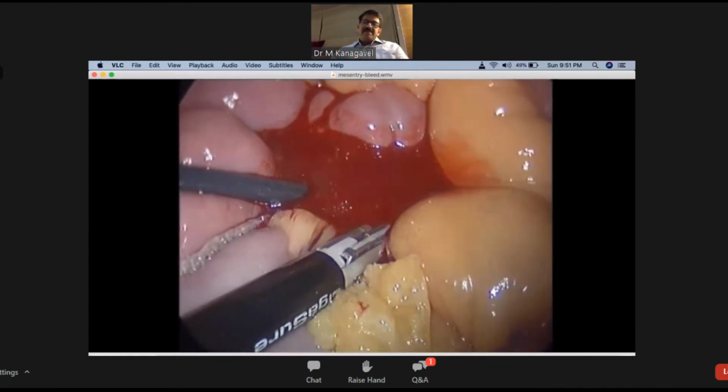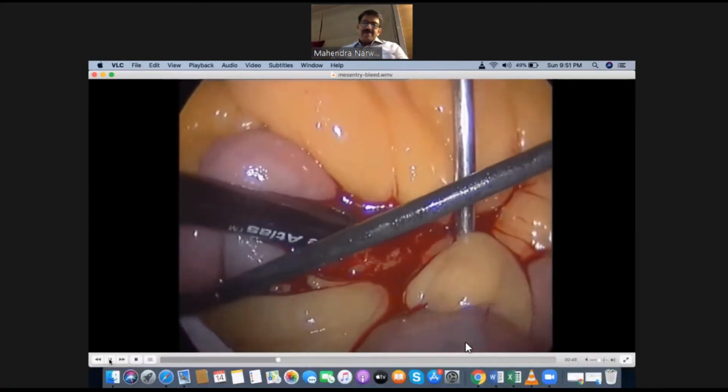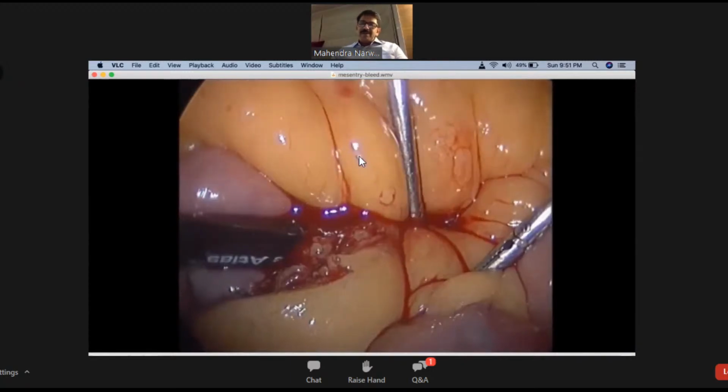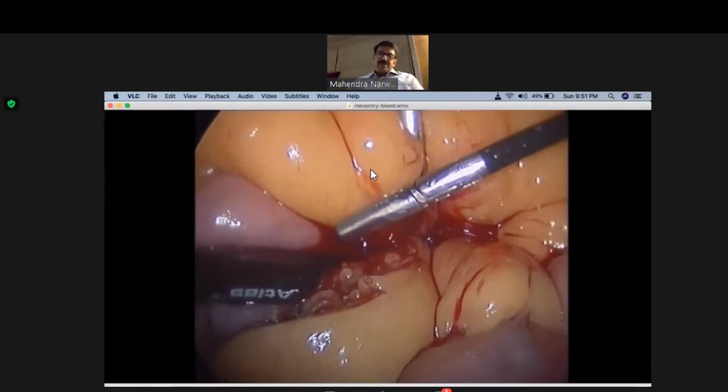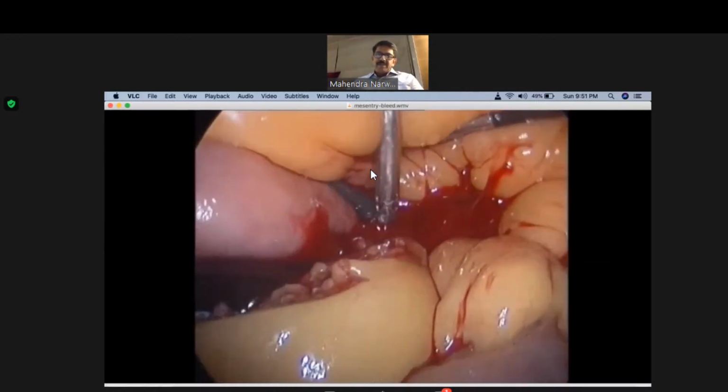So the crux here is to keep the field clean, keep a suction around, and have patience. Don't try to control it as fast as possible. Everybody is moving slowly, precisely, without obstructing the view.